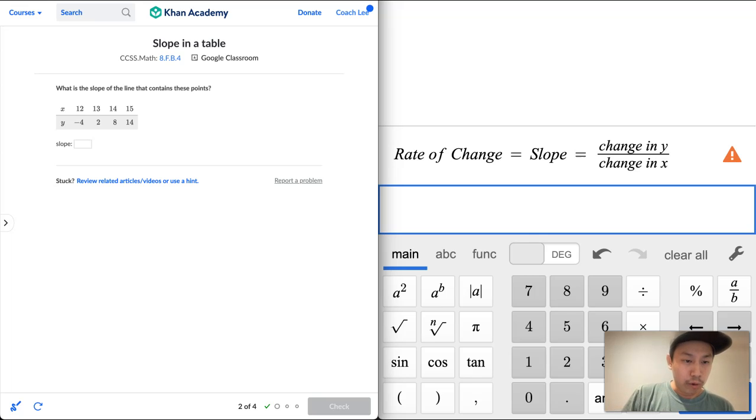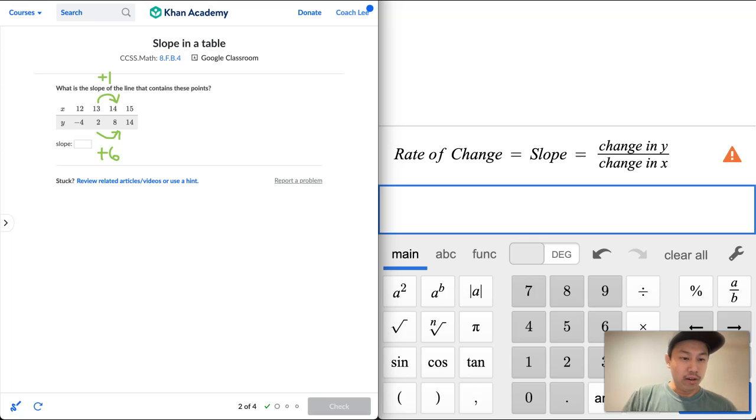Okay, so change in y. I'm going from 2 to 8. The change in y is going to be a plus 6. Right? Change in y is a plus 6. Change in x is a plus 1. So every time the y value changes by plus 6, the x value changes by a plus 1.